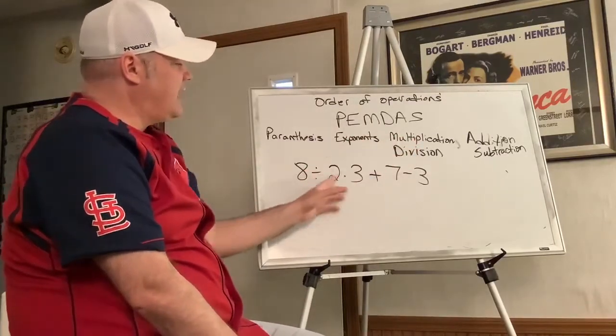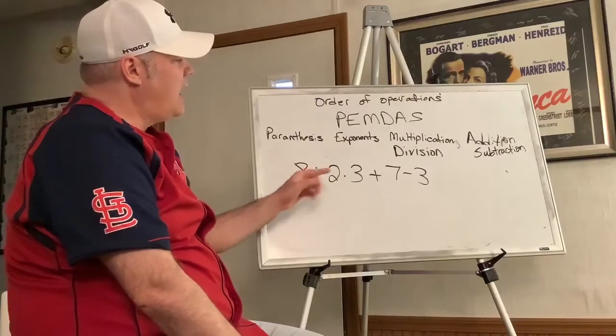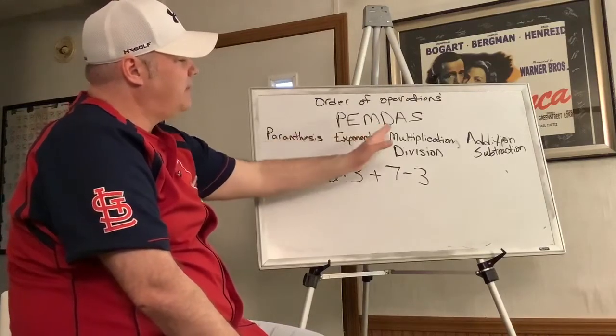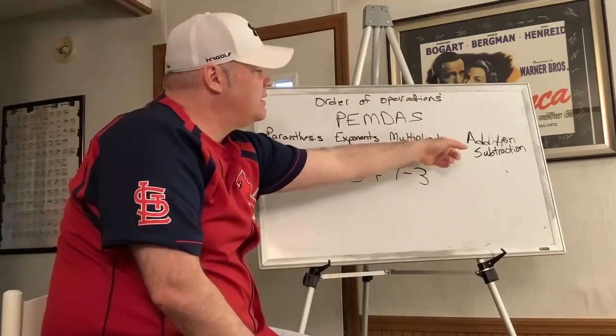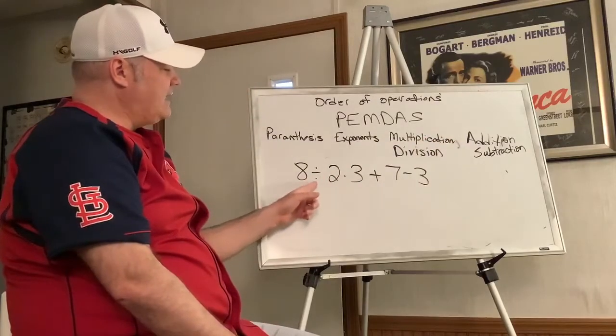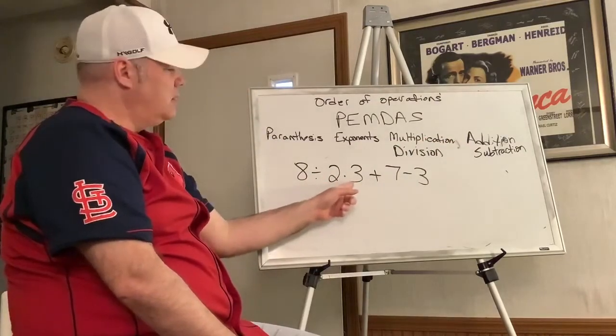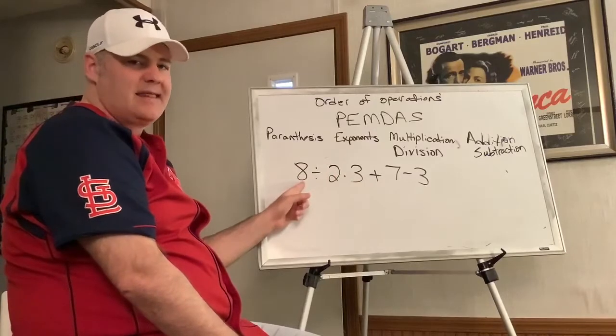Now there is multiplication and division, and this is where I put these up and down, because if I put them side by side, multiplication and then division, you would think I need to do this first, multiplication before division, and that's not the case.